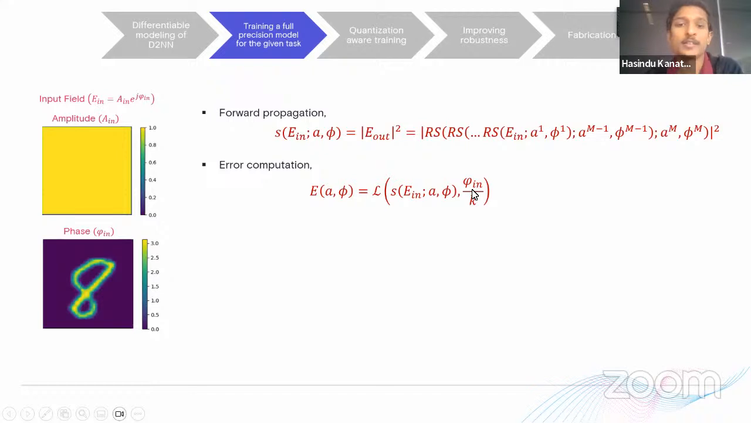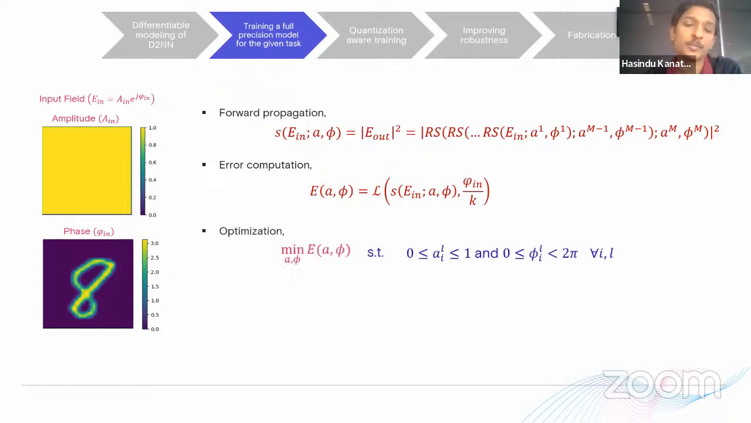Then during the optimization, we try to find amplitude and phase coefficients that minimize this error, with these physical constraints. These physical constraints are that the amplitude coefficients should be between 0 and 1 because our network is a passive one. And also the phase values are always between 0 and 2 pi.